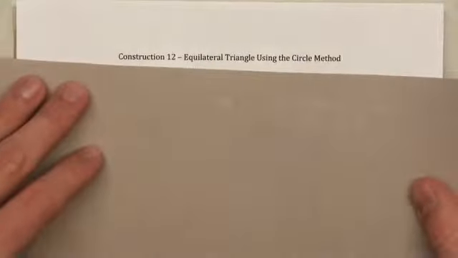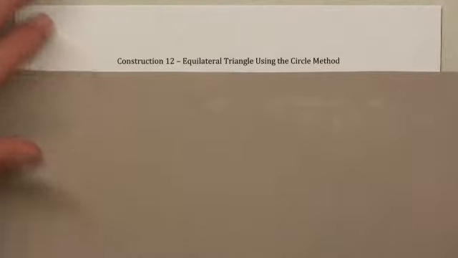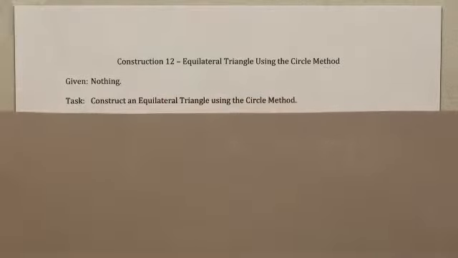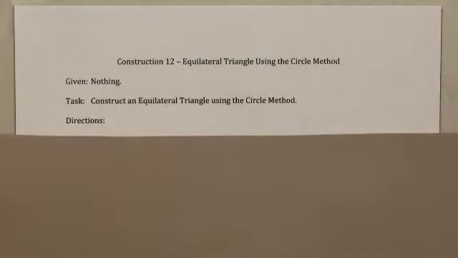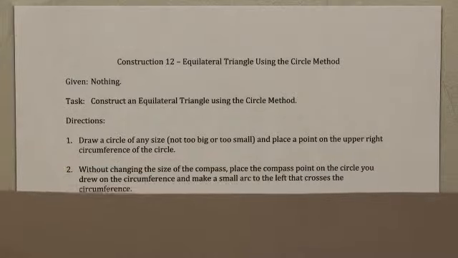Once you finish the warm-up problem, on the back of the sheet, you can put the title of our lesson today, which is Construction 12. Equilateral triangle using the circle method. Okay? You're given nothing. Your task is to construct an equilateral triangle using the circle method. And here's your directions. Step 1. Draw a circle of any size. You don't want to make it too big or too small. And place a point on the upper right circumference of the circle.